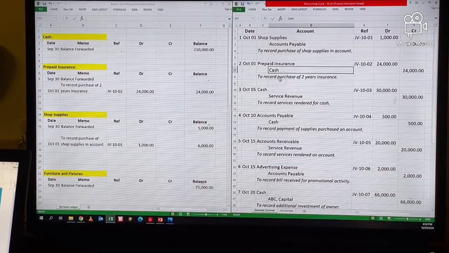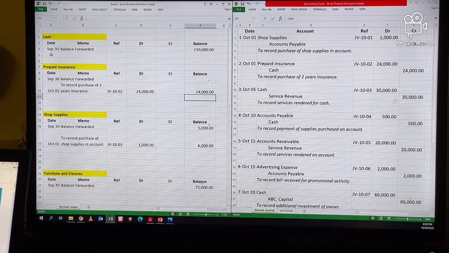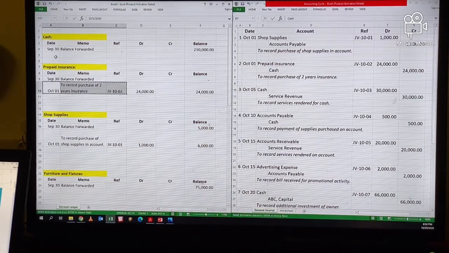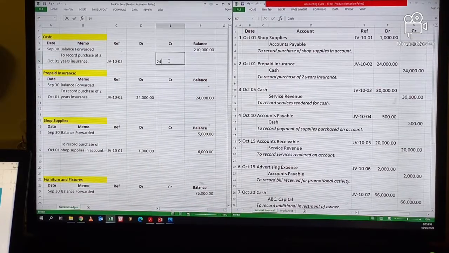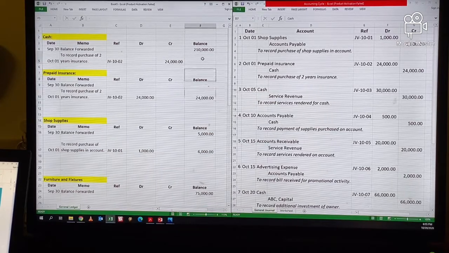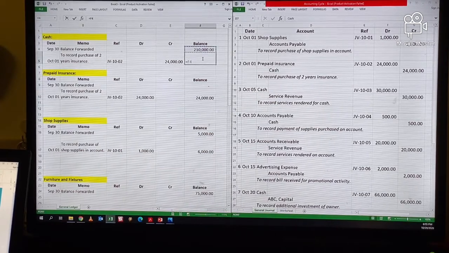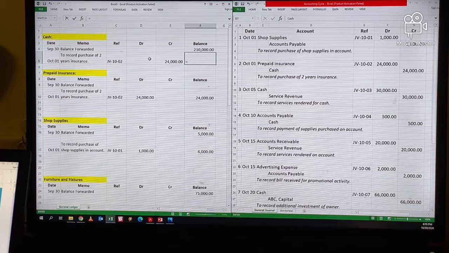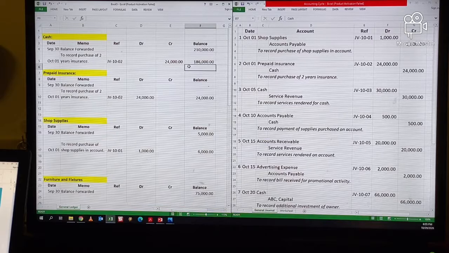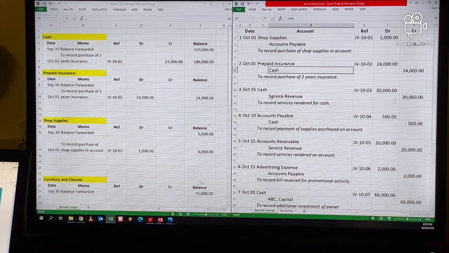Then let's go to the next one. Your credit is cash. So copy the transaction again. Then credit, cash. Because that is a credit, we will subtract it. So any debit is add, any credit is minus. In the general ledger, once you finish a transaction, you immediately see the running balance of the account. That is the difference from the general journal.